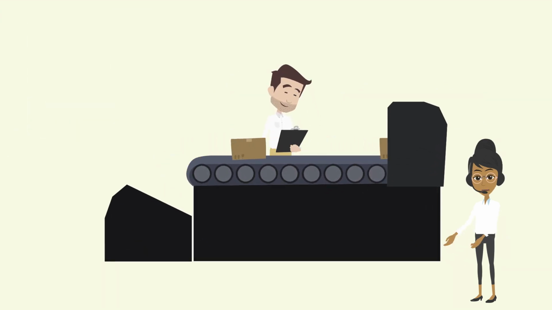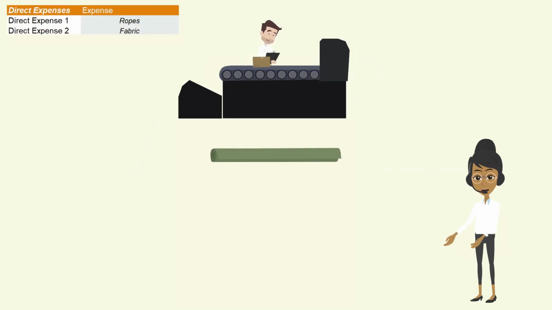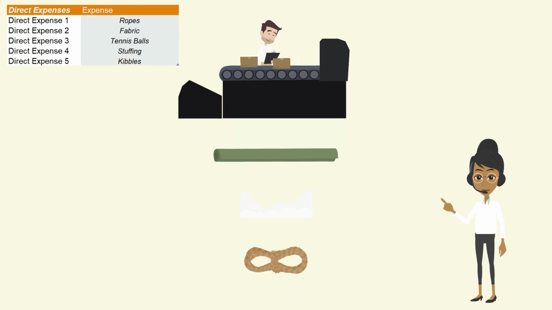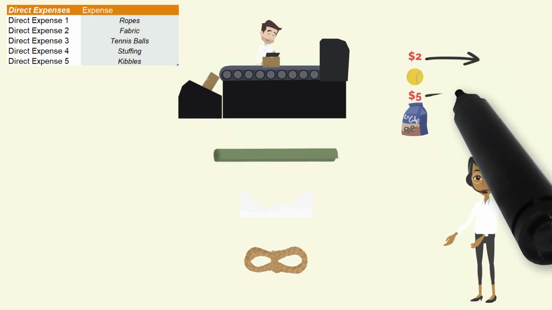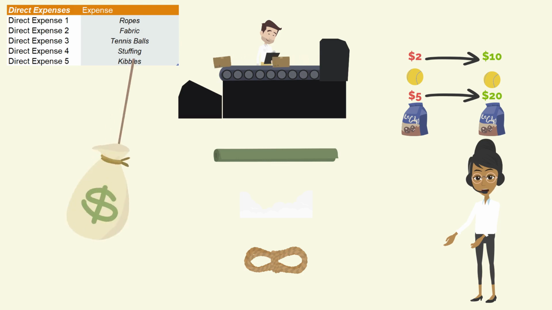The pub-hub also produces some of their toys, blankets, and kibbles themselves. They need raw materials such as fabrics, stuffing, and ropes for this. On top of this, they buy some products and resell them for a higher price, such as tennis balls and kibbles. Buying these raw materials and products costs money.